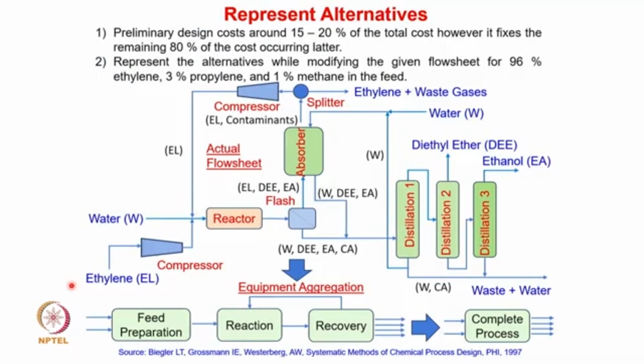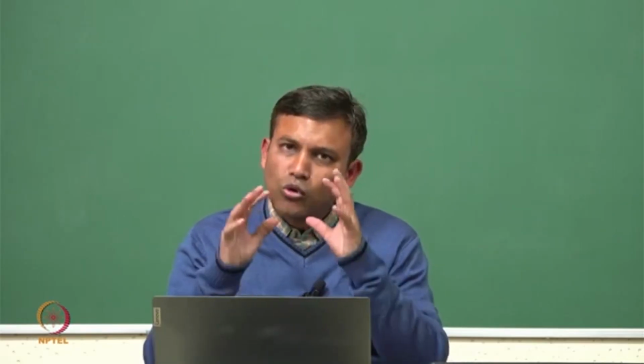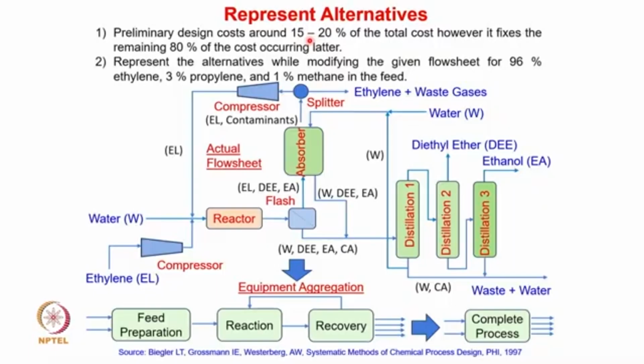So let's look at what are the different alternatives present, in the context of the given illustrative example. Again, as I said, the preliminary design is extremely important, primarily because even though the cost involved in the preliminary design is around 50 to 20% of the total cost, however it has the impact on the remaining 80% of the cost which is occurring over the lifetime of the process.